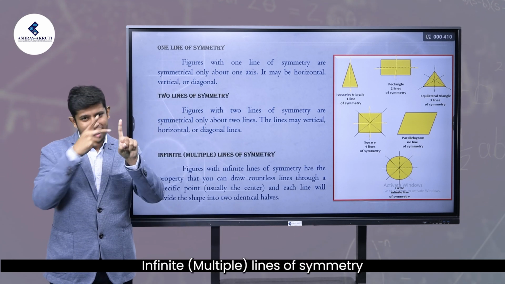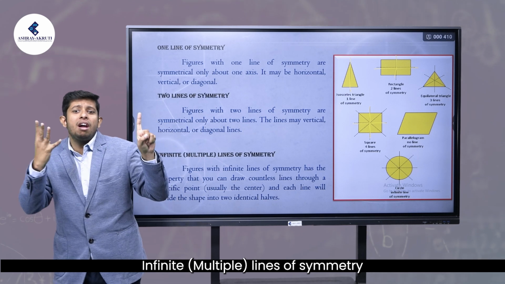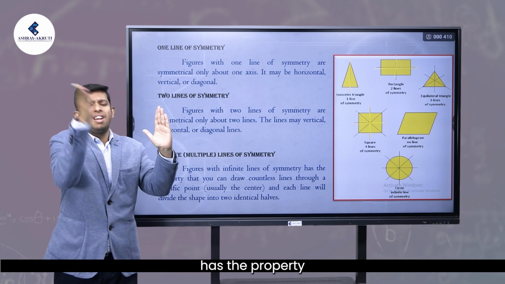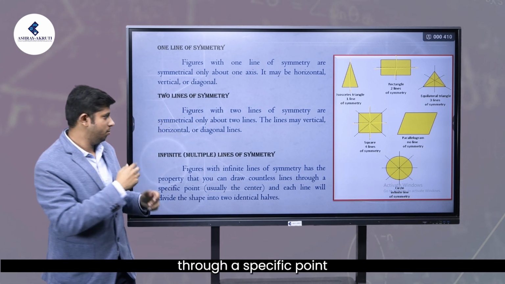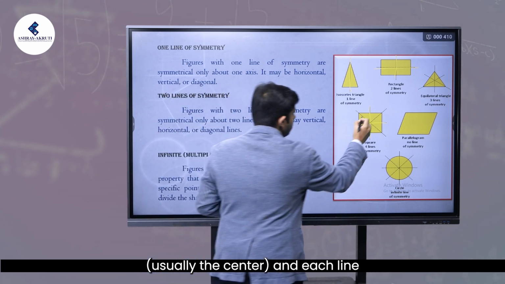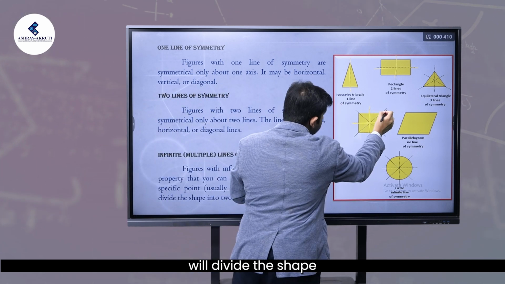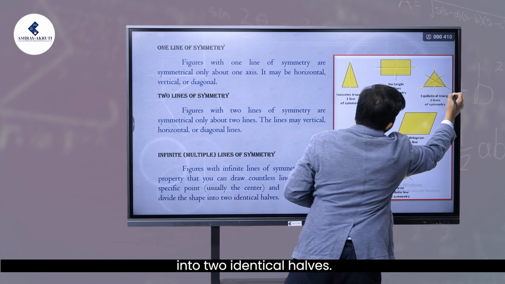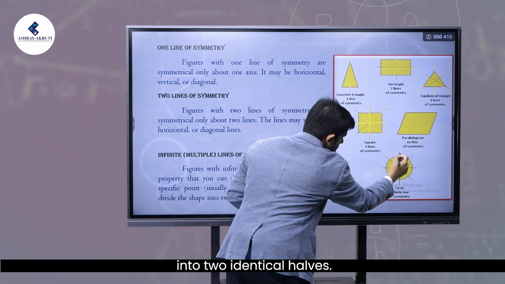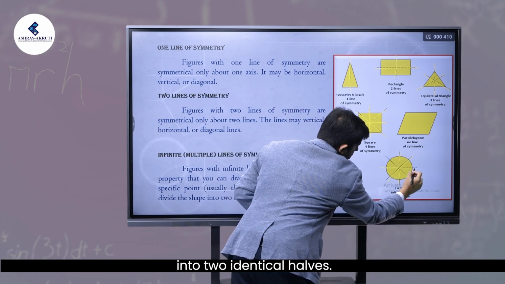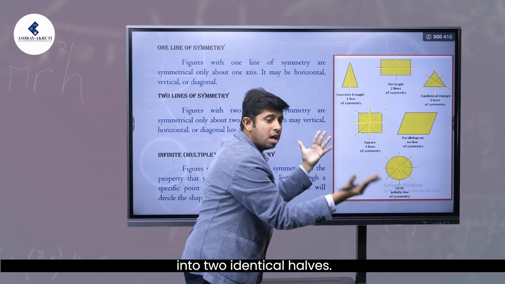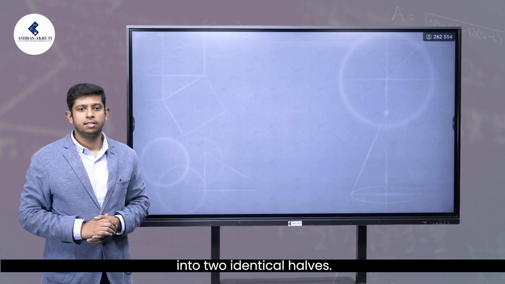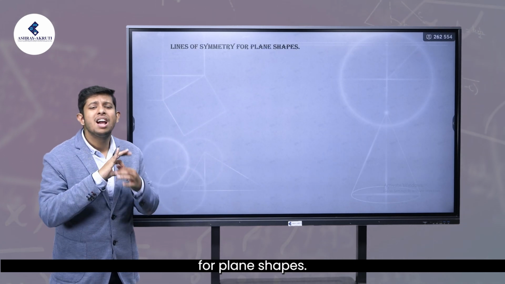Infinite lines of symmetry. Figures with infinite lines of symmetry have the property that you can draw countless lines through a specific point, usually the center, and each line will divide the shape into two identical halves. Now we will see lines of symmetry for plane shapes.